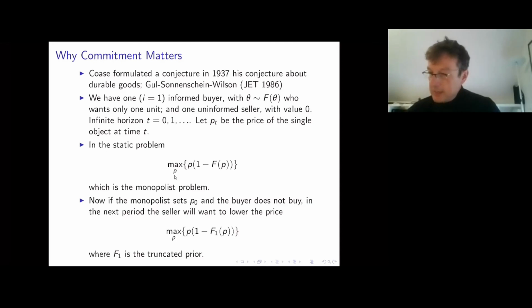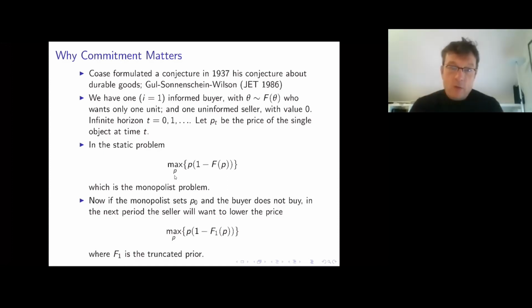he may then wish to adjust his policy to the new information. More precisely, if I set a price P0 and the buyer does not buy, in the next period the seller will want to lower the price, where F1 is the truncated prior. Because at price P0, if I set that price and it was an optimal price, it must have been that I anticipated as a seller that I'm going to sell at least to some buyers. That is, I'm going to sell at least to those buyers who have the very highest valuations and who would like to enjoy the benefit of the object as early as possible.